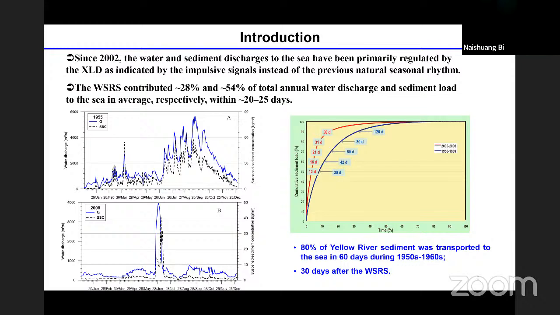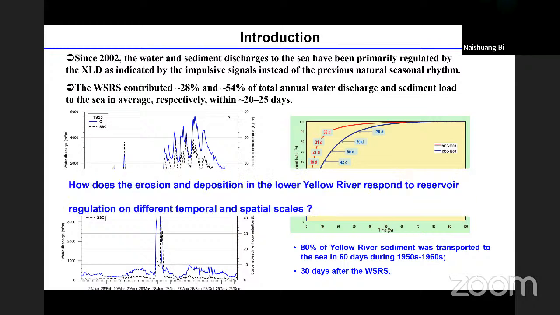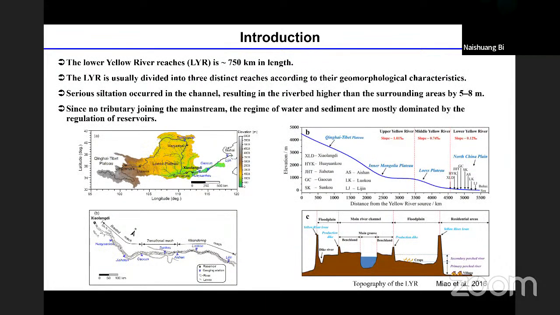So it is necessary to systematically assess the impact of the water sediment regulation scheme on the river channel evolution. So our study wants to answer the question: how do the erosion and deposition in the Lower Yellow River respond to reservoir regulation on different temporal and spatial scales? Before I go to my results, I will first briefly introduce the Lower Yellow River.